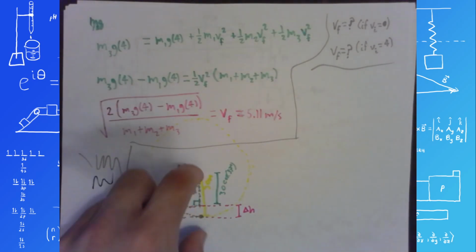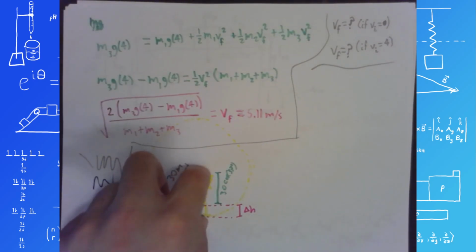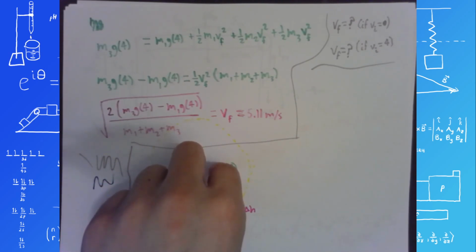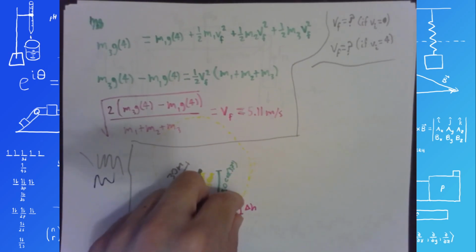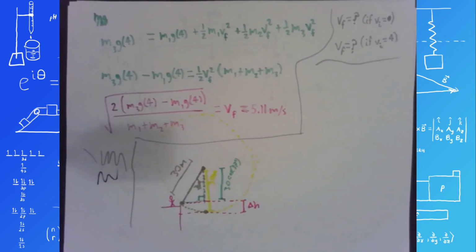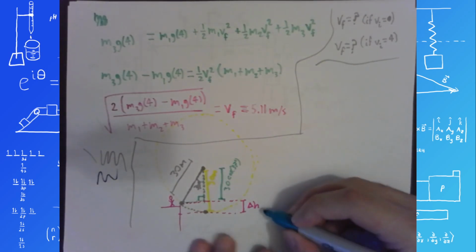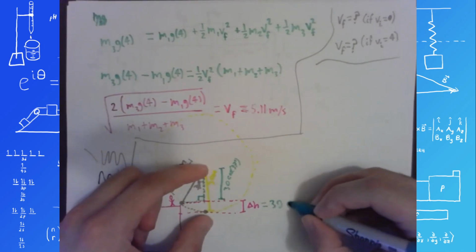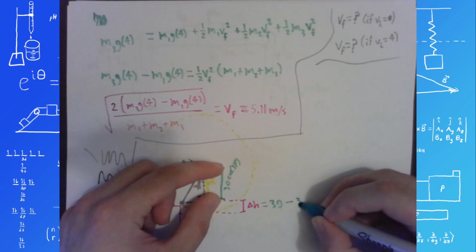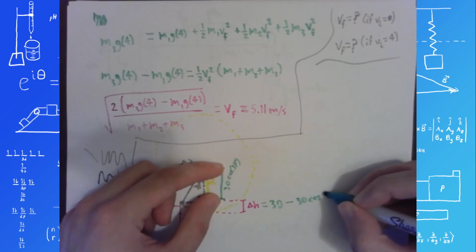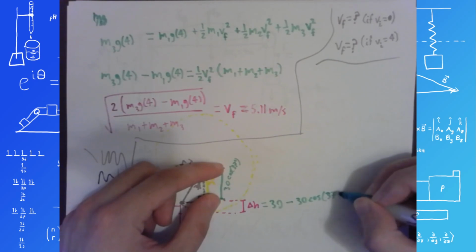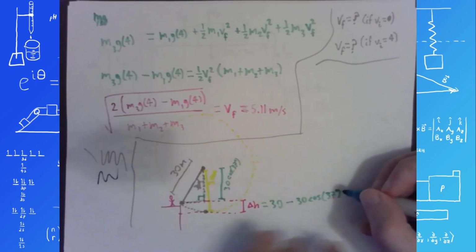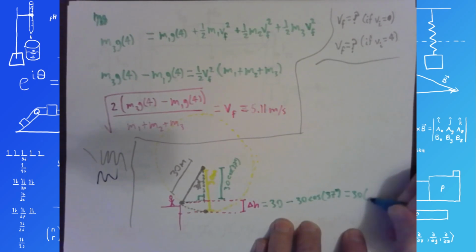And from there, we know that if this yellow distance is 30 meters, and if this green distance is 30 cosine of 37, then subtracting the two will give us this pink distance, delta h, that we are looking for. So delta h is equal to 30 minus 30 cosine of 37. And you can factor out the 30 if you want to be fancy about it, and write it as 30 times 1 minus cosine 37 if you like.